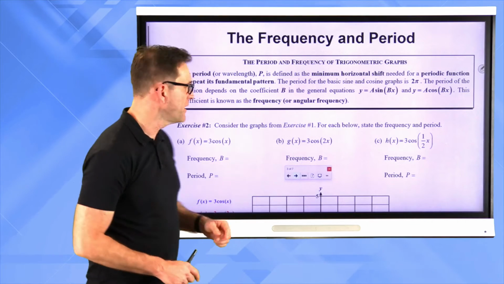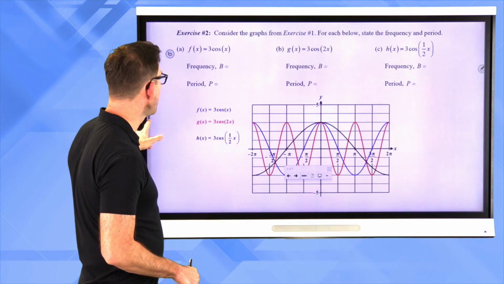All right, so let's take a look at what results we saw. Exercise number 2.